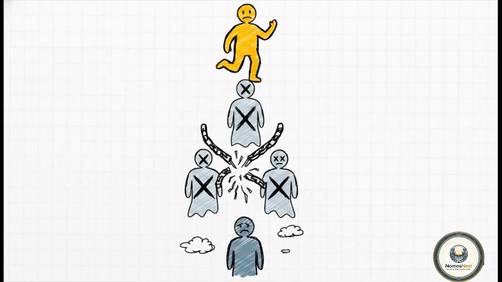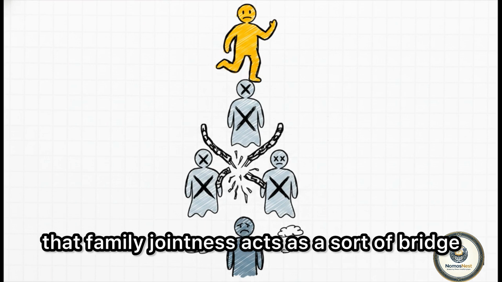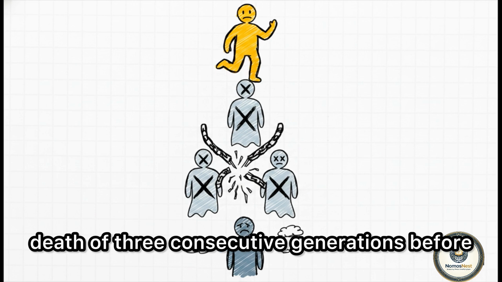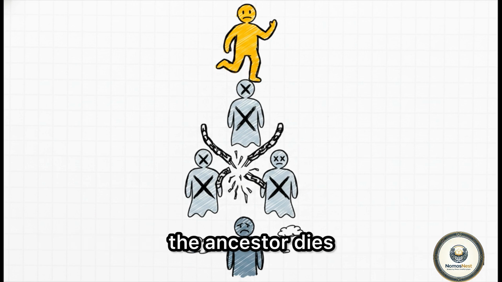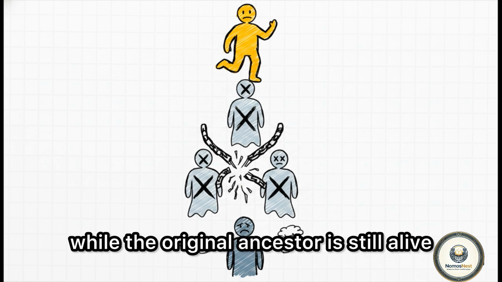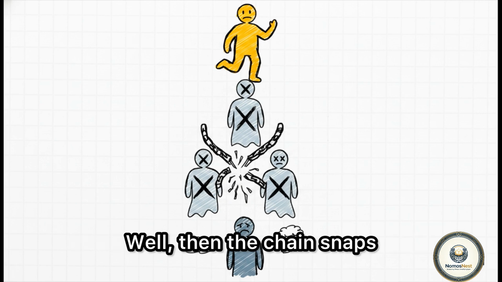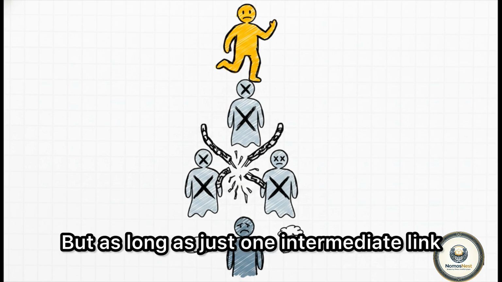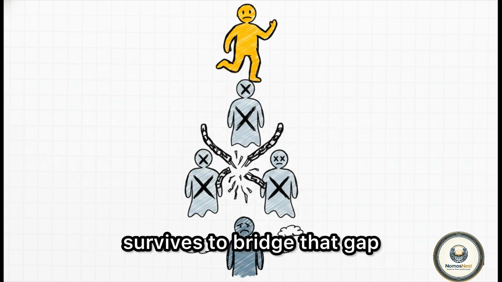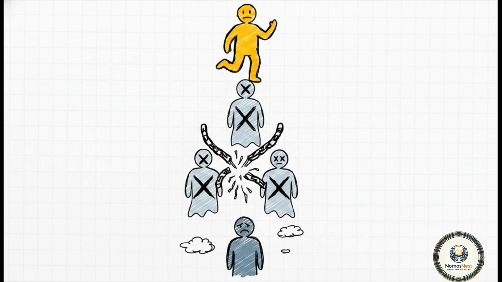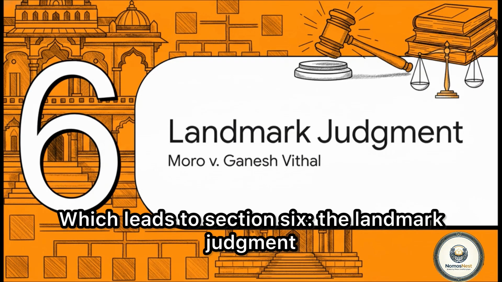It's an elegant solution. The court explained that family jointness acts as a sort of bridge. The descendants only lose their share if the chain is physically broken by the death of 3 consecutive generations before the ancestor dies. Now, this is a really crucial caveat. Let's say the son, grandson, and great-grandson all tragically pass away while the original ancestor is still alive. Well, then the chain snaps. The great-great-grandson is left stranded without a living link, and the property right is lost. But as long as just one intermediate link survives to bridge that gap, the family's jointness preserves the ancestral character of the property forever. Which leads to Section 6, the landmark judgment.